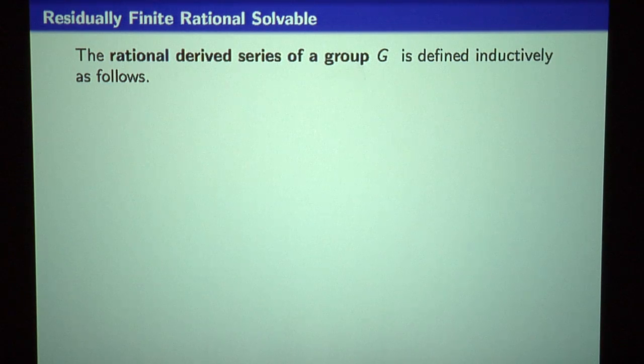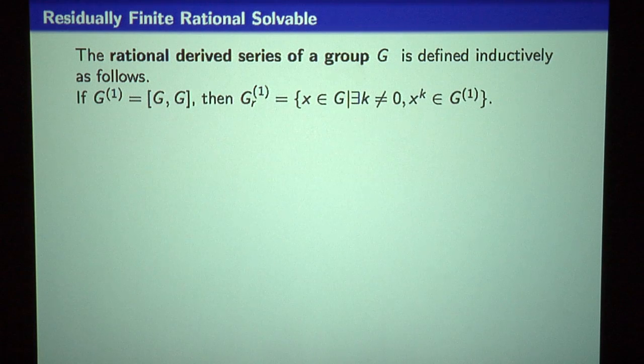Now I want to talk about a different group theoretic condition that turns out to be relevant to virtual fibering. So first I need to define a sequence of subgroups of a group. The rational derived series of a group is defined inductively as follows. Hopefully you're familiar with a derived series. You take iterated commutators to get the derived series.